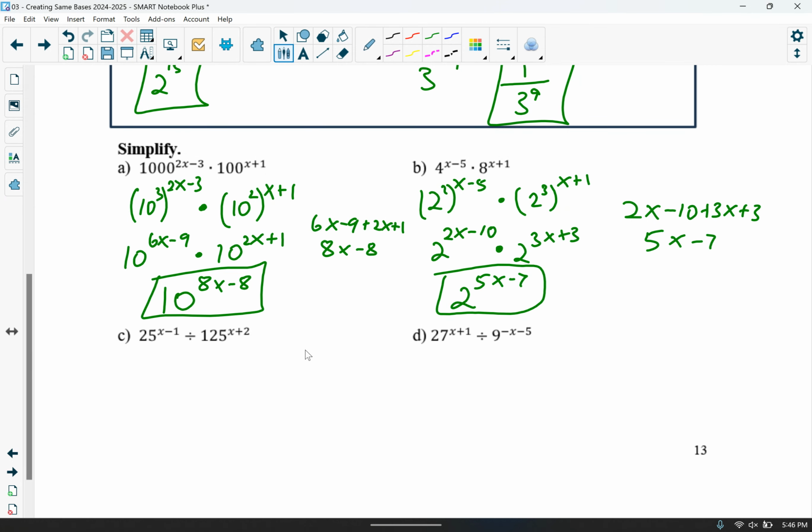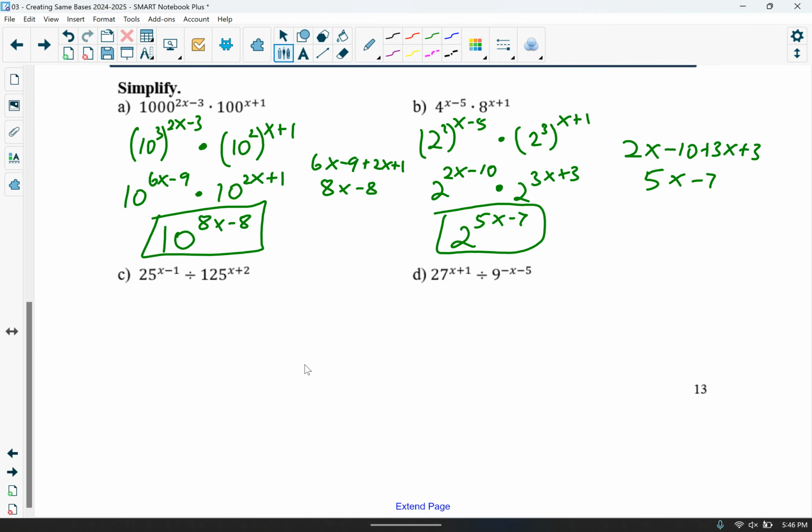Okay. And then our last two, we're just going to do with dividing. So that's going to be keeping the base, subtracting our exponents. But first, we're going to get them to the same bases. So for C, that would be 5. 25 is 5 squared. So 5 squared to the x minus 1 power divided by 125. That'll be 5 cubed to the x plus 2 power. Doing our power times a power. So 2 times x is 2x. 2 times negative 1, negative 2. 3 times x, 3x. 3 times 2 is 6.